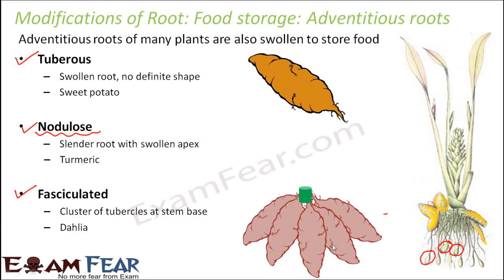Similarly, in case of this dahlia also, you do not really have one primary root from which other branches come out. So these are some of the root modifications for food storage. So we saw it for tap roots as well as for adventitious.